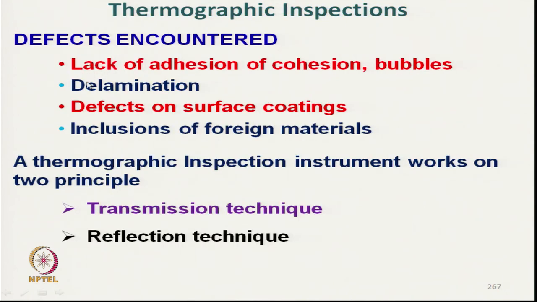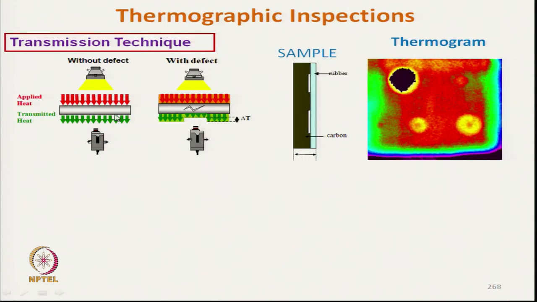There are different types of defects we can detect: delamination, defects in the surface coating, and inclusion of foreign particles. This also works in transmission and reflection mode. This is the transmission mode here, and this is the heater.